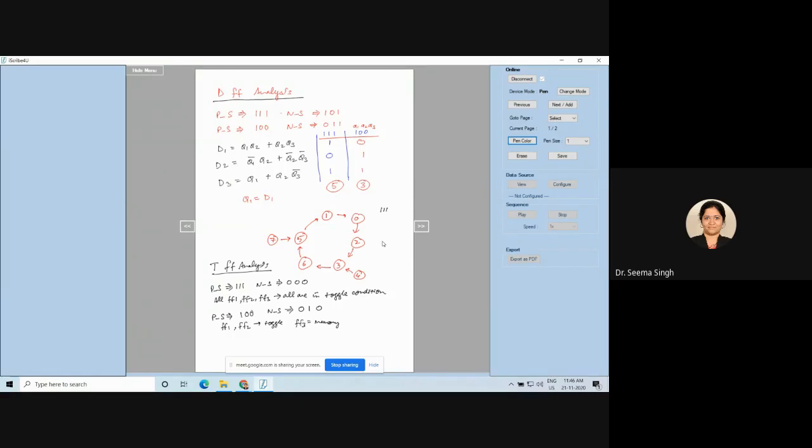From 7, it will go to 0. I am showing this for T flip-flop. From 7, it is going to 0. And from 4, it is going to 2. So I should write my 4 here. From 4, it is going to 2. So this is also a self-correcting counter.